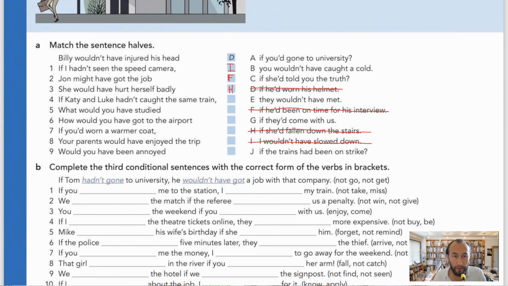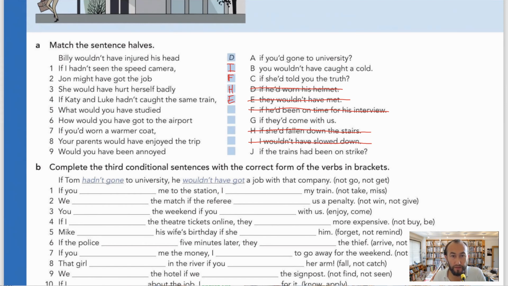If Katie and Luke hadn't caught the same train, they wouldn't have met. So in reality, they caught the same train and they met each other, reality. But if the opposite had happened, they would have not met, right? Or they would have not seen each other.